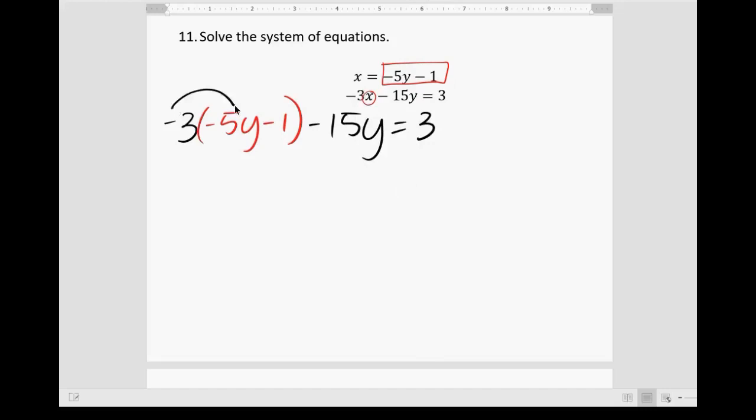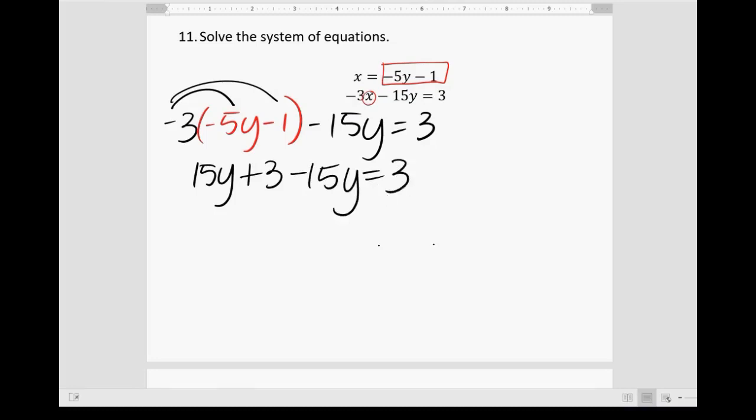So now I'm going to distribute that negative 3 with that negative 5y, which would be positive 15y. Then negative 3 times negative 1 is positive 3, minus 15y equals 3. Okay, so let's simplify on the left side. I have 15y minus 15y. That cancels out. And I have 3 equals 3.